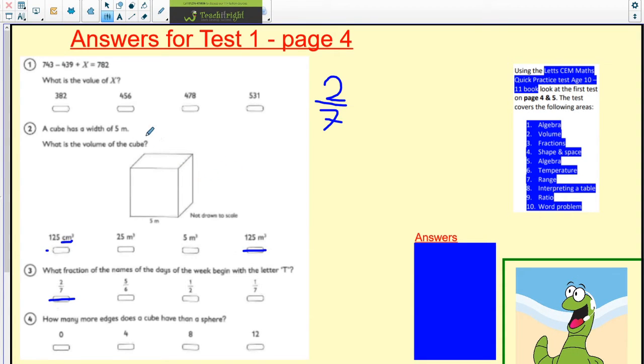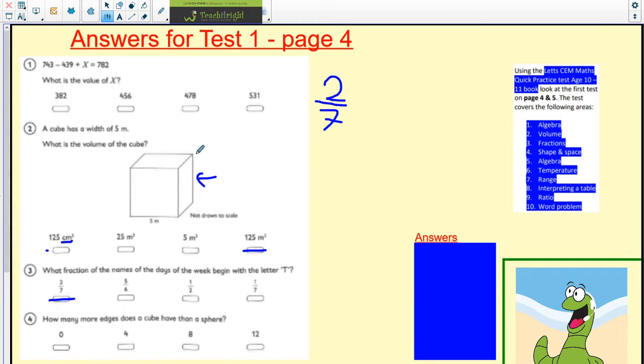How many more edges does a cube have than a sphere? Great question. With this, it's about knowing what first off an edge is. And luckily, we've been given a cube here to draw. So an edge is this bit, is this straight line.